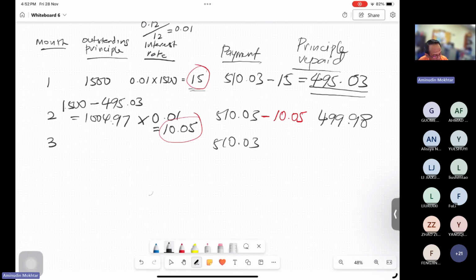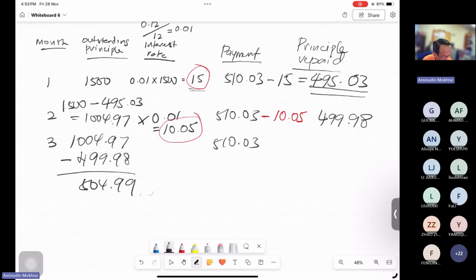Again, at the beginning of month 3, the outstanding loan is the previous 1,479 minus the principal that you paid for the second month, 499.98. So the outstanding balance is 504.99, and that's for the third month, month number 3. For this month, the bank will charge you 0.01, and this amount is equal to 5 ringgit and 5 cents.